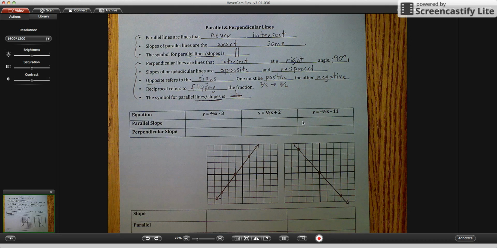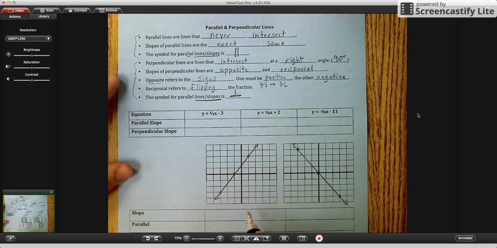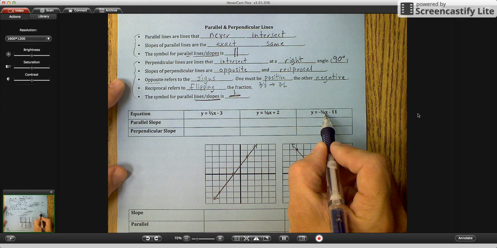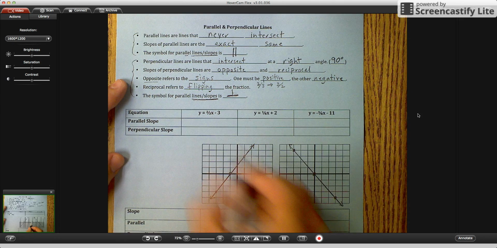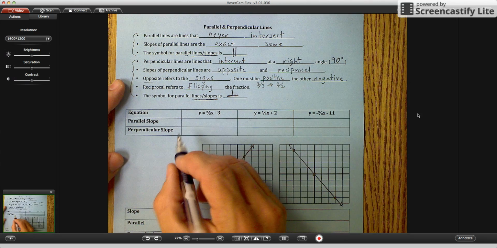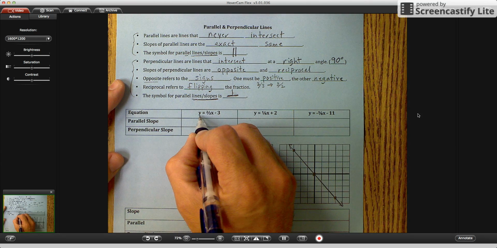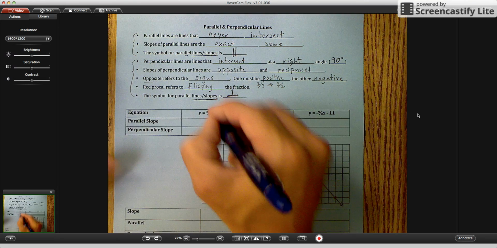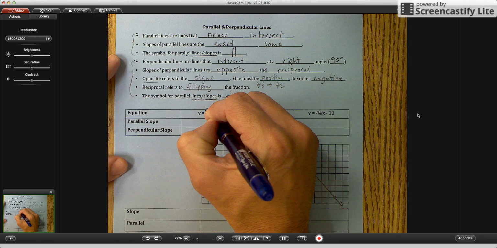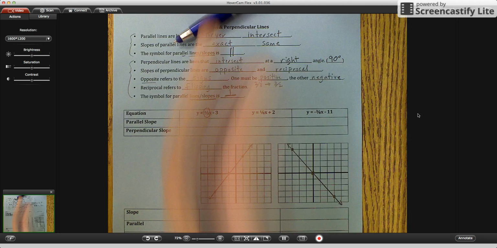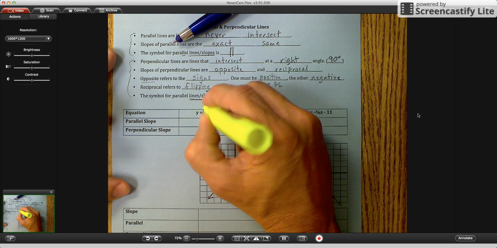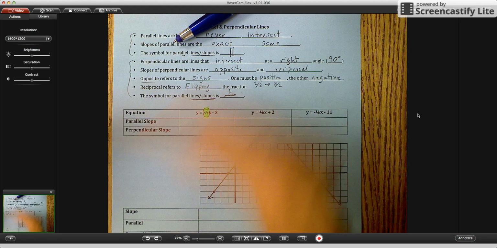So let's look. Sorry, let me get that pointer out of the way. So we have three equations. One equation, two equations, three equations. And it's asking for a parallel slope, just the slope. So where's the slope in y equals 2/3 x minus 3? Well, the slope is right here, 2/3 x. And actually, I'm going to get a highlighter out. So there's my slope, 2/3.